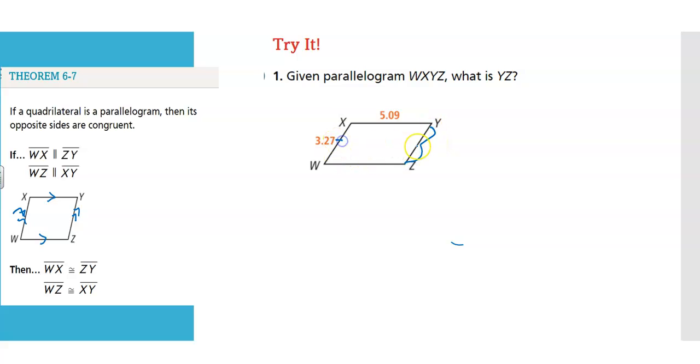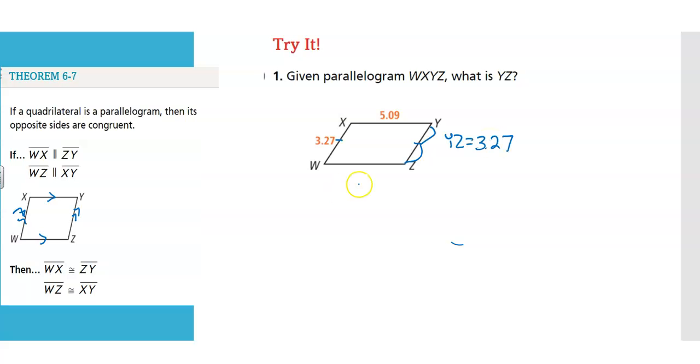Well, we know opposite sides are congruent, so YZ would have to be 3.27. And it didn't ask me, but if it asks for WZ, you should be able to do that too pretty easily. That seems like a basic concept. We kind of know these things to be true, but we don't always go through all the proofs.